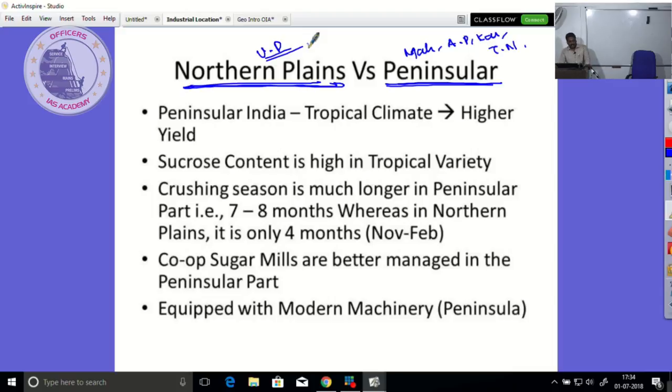Now, we know that peninsular India experiences almost a tropical climate. We also suggested that the yield will be higher. The sucrose content will be very high if that is the case. Certainly, the yield you get after crushing the sugarcane will be higher, sir. As I said, sucrose content is high in the tropical variety.